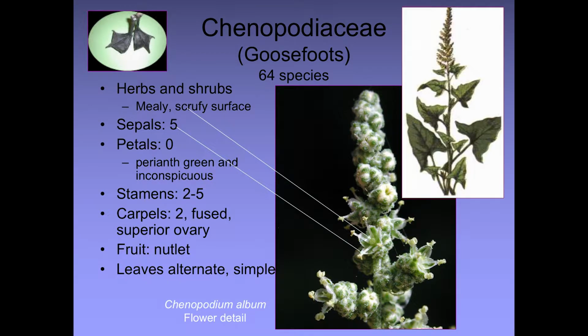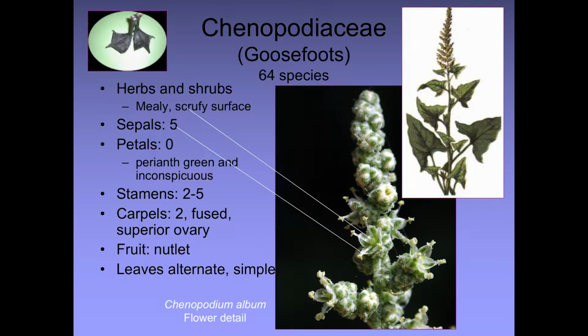Chenopodium, it's CH, Chenopodia, right? Chenopodium, that's right. Common name is the goosefoot family. Herbs and shrubs, mealy, scruffy surfaces. You can see how fuzzy that looks. It has only sepals, masquerading as petals. There's no petals. And the whole perianth, the flower, is usually green and rather inconspicuous.